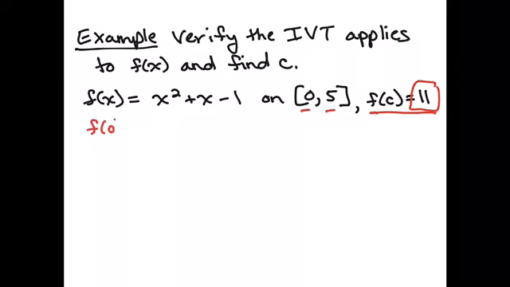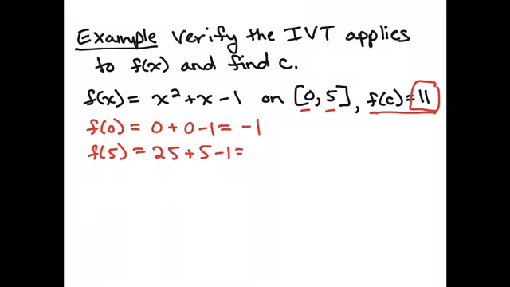So first we'll find f of 0. If I plug 0 into this function, I'm going to get 0 plus 0 minus 1 equals negative 1. And I'm going to plug 5 in. If I plug 5 in, I'm going to get 5 squared is 25 plus 5 minus 1 is 29.